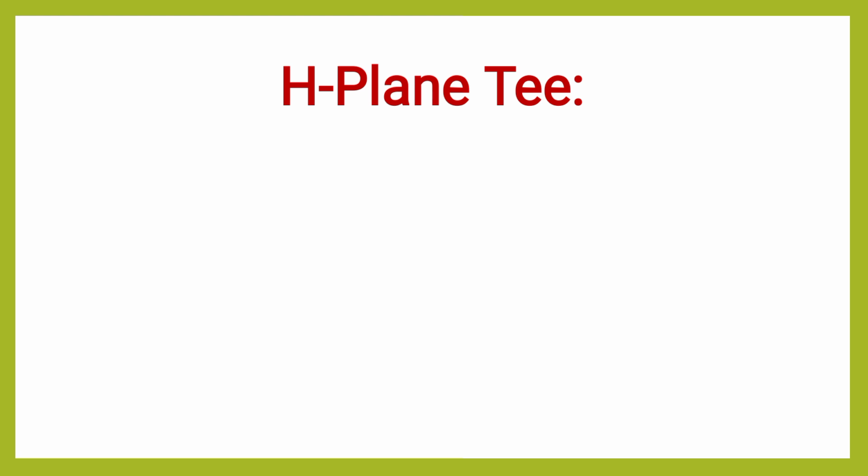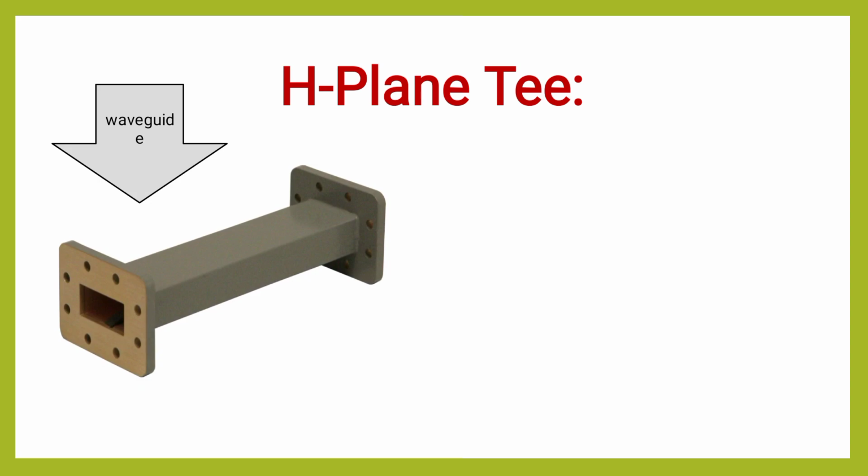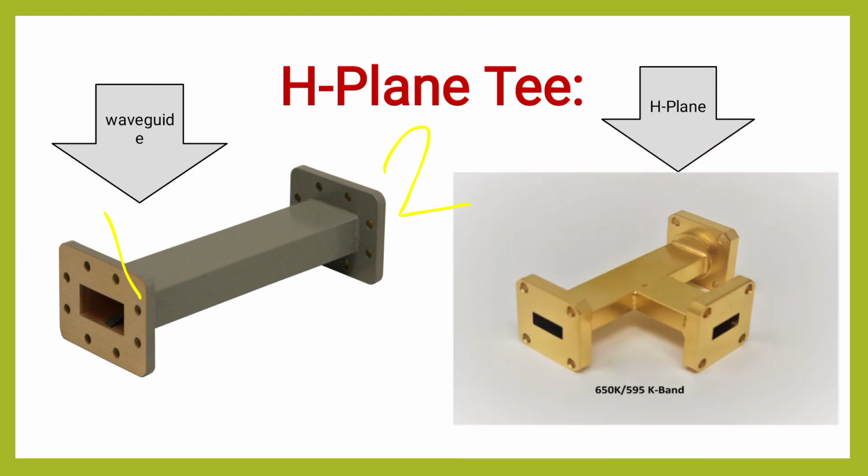Now, first let's see what a waveguide is and how the H-plane T is different from a normal waveguide. Let's see the normal waveguide. The normal waveguide has two ports, that is port 1 and port 2. Now let's see the H-plane T. It has three ports, that is port 1, port 2 and port 3.